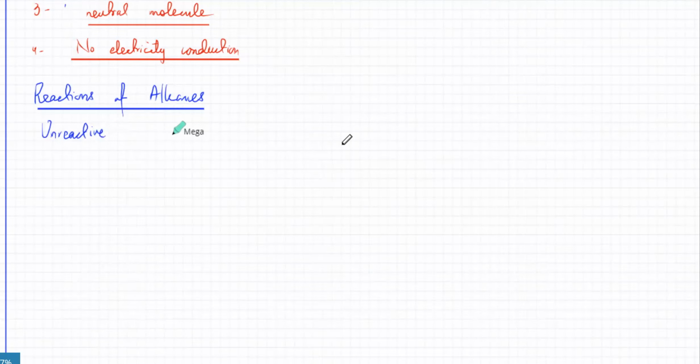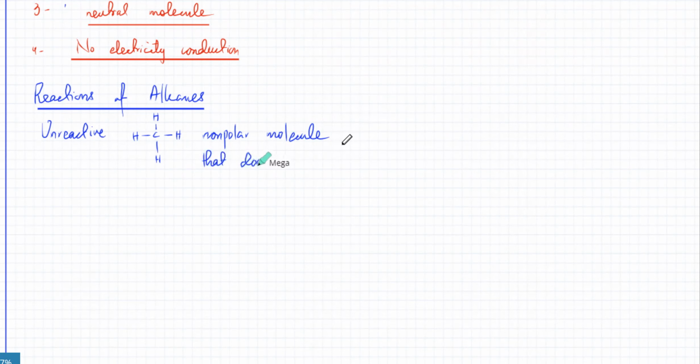What's the reason why they're unreactive? Because if you have a CH4 molecule, it's not going to attract other molecules. It's a non-polar molecule, so it's a non-polar molecule that doesn't attract other molecules.